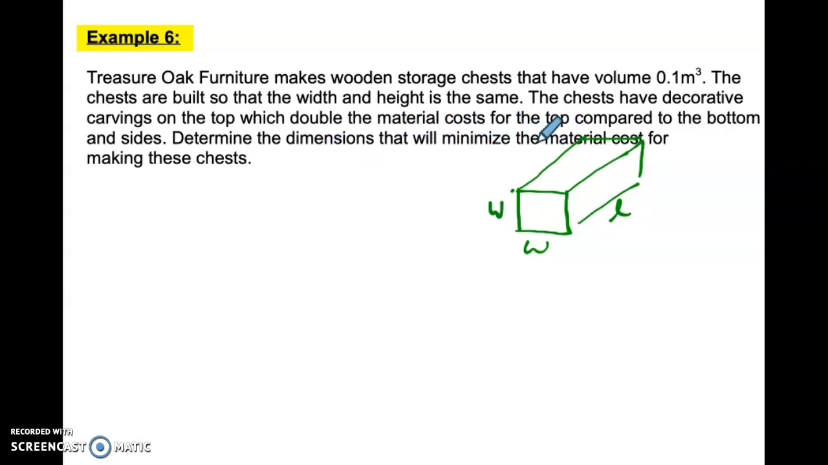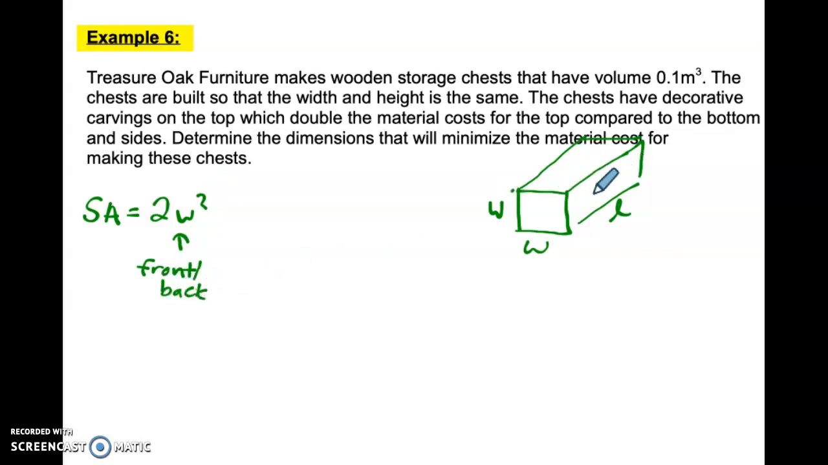So we're interested in the material costs. If we're talking about material costs of wood, we're talking about the surface area of it. If we think about the surface area of a rectangular prism regularly, here we would have two of these front and back pieces. The area of the front and back is W times W, so I would have two WWs, so 2W squared, for the front and back.